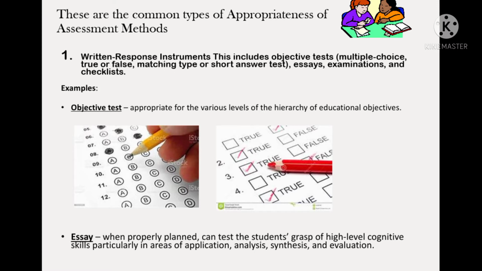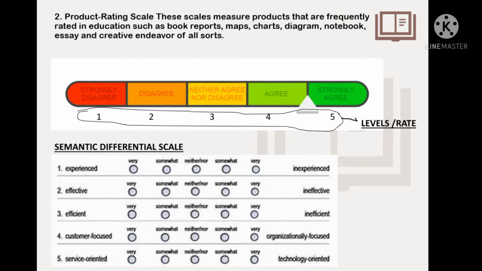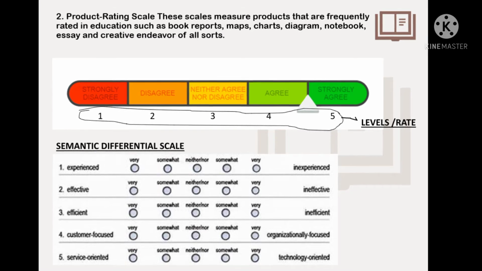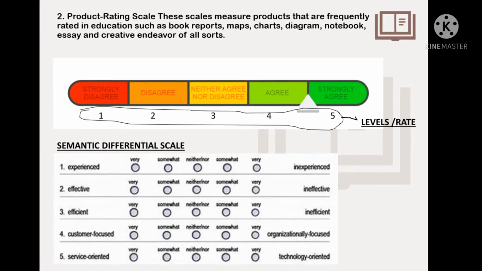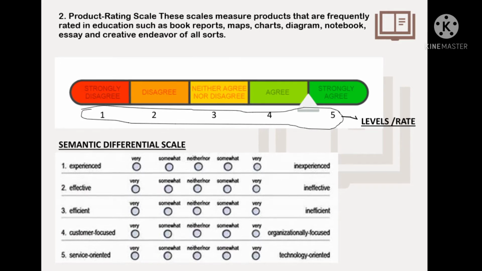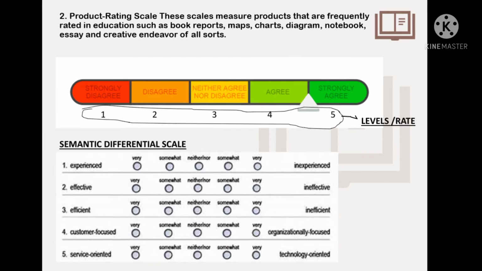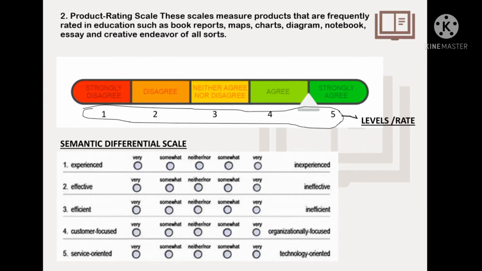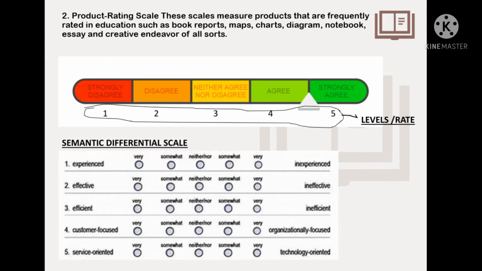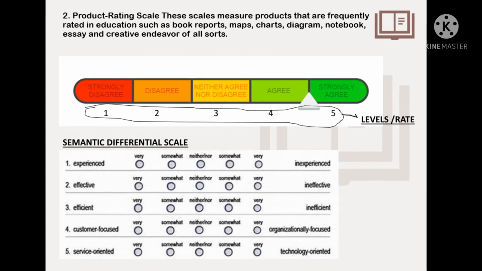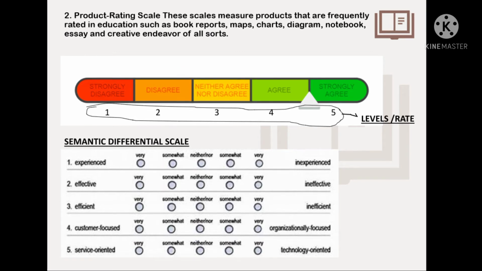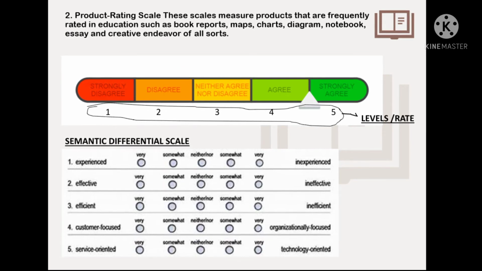So the next is the product rating scale. These scales measure products that are frequently rated in education such as books, reports, maps, charts, diagrams, notebooks, essays, and creative endeavors of all sorts. You will see on the slide I prepared two examples of these, and the first one is the indicate-the-levels rate, and the second is the semantic differential scale. You will see the difference between them.